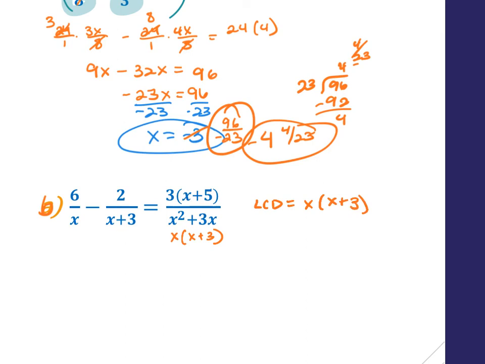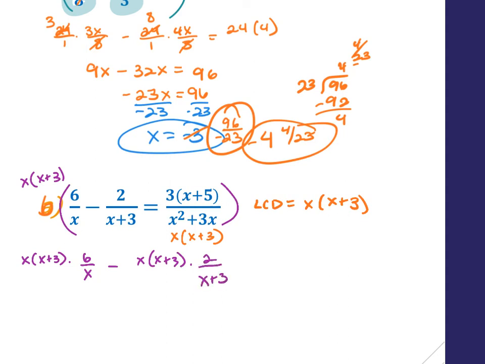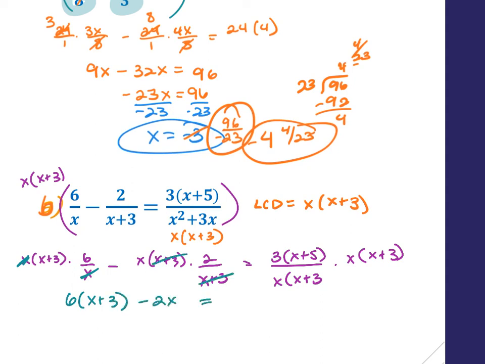So I'll multiply that, x times x plus 3, times each of the terms in my equation. And when you do that, x plus 3 times 6 over x, minus x plus 3 times 2 over x plus 3, equals 3 times x plus 5 over, I'm going to keep it factored, x times x plus 3. These should cancel. The whole goal is to cancel out my denominators. So x and x cancel, and I get 6 times x plus 3. X plus 3 cancels here, minus 2x equals, the x and the x plus 3 cancel here, and it's just 3 times x plus 5.